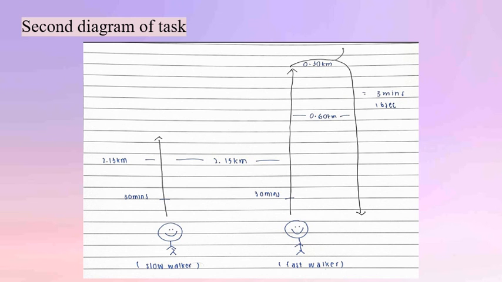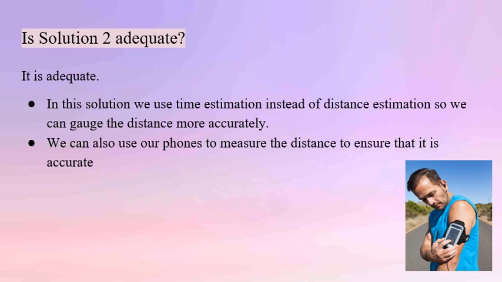Okay. So here's the diagram of the solution. Is solution 2 adequate? In our group opinion, we think it is adequate. This is because in this solution we use time estimation instead of distance estimation, so we can gauge the distance more accurately, because with the time we can roughly gauge the distance, as the time doesn't really affect the distance as much.